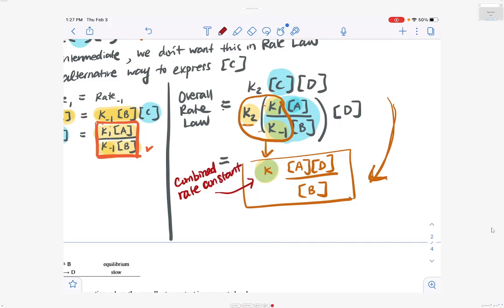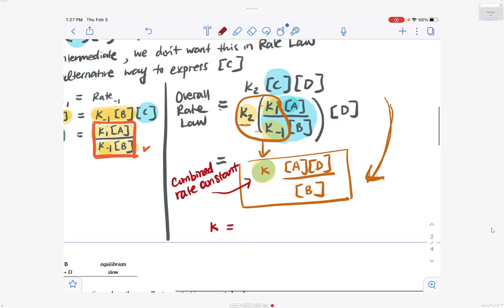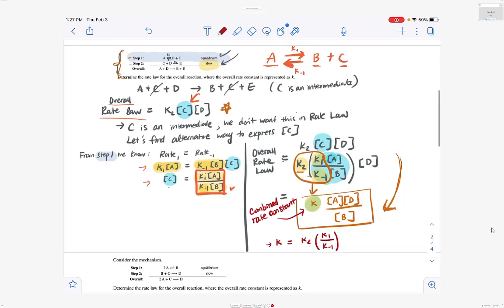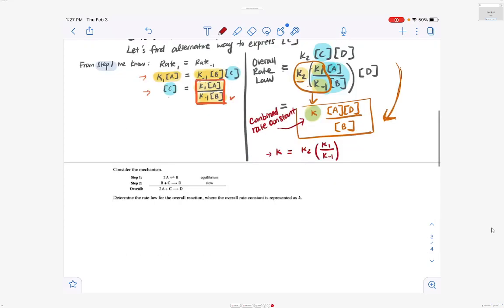Okay, so the combined rate constant is K2 multiplied by the forward reaction rate constant of step 1, divided by the reverse reaction rate constant of step 1. This is the combined rate constant. So for the overall reaction, you want to have the combined rate constant. Is that clear? Yes, thank you. Okay, all right, let's try another example.